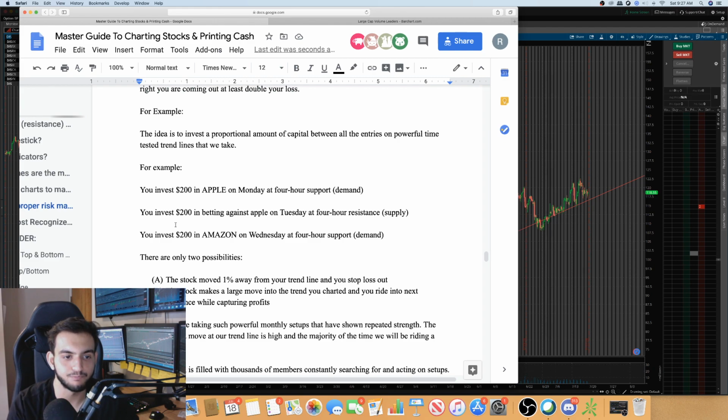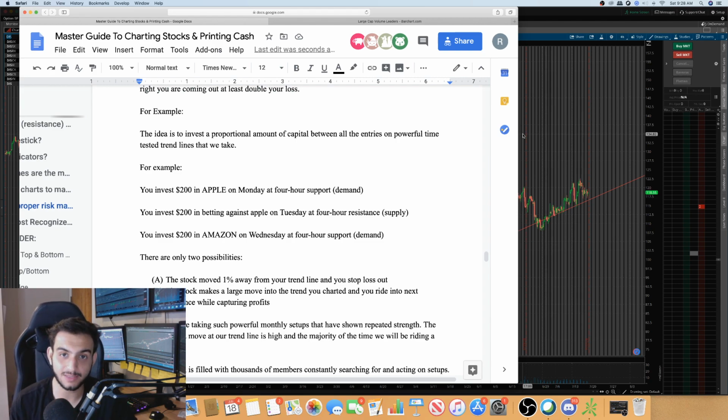And then you invest on Wednesday in Amazon. There are only 2 possibilities. It's either the stock moves 1% away from your line, or $1 away or whatever, or the stock makes a $5-6 move. Because these are long time frames, each candle represents 4 hours, so it could be a $4 to $5 move on average. If you're losing, you're losing about $1. If you're winning, you're maybe making $3 to $5 depending on where your exits are. I usually like to exit as it's riding up because I'm very, very stingy with my money. So that's the way that I would do it.